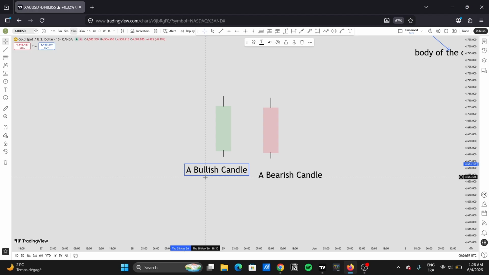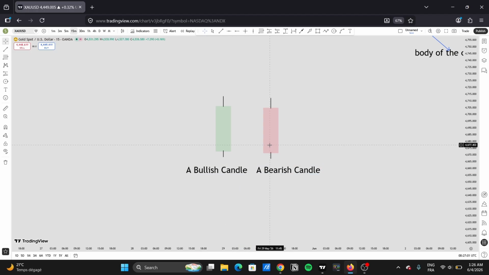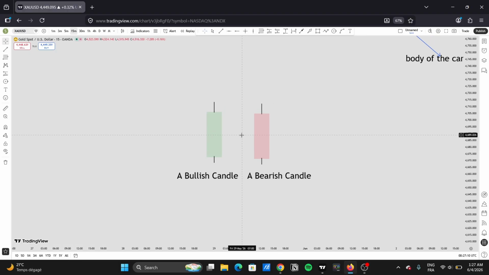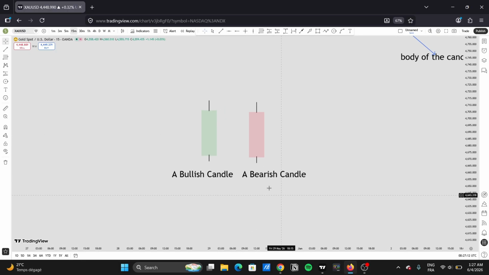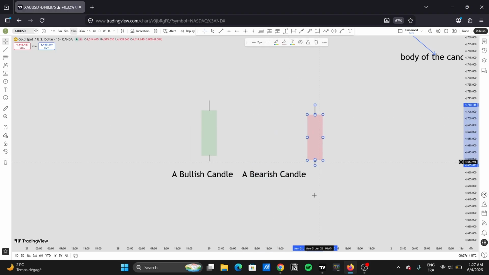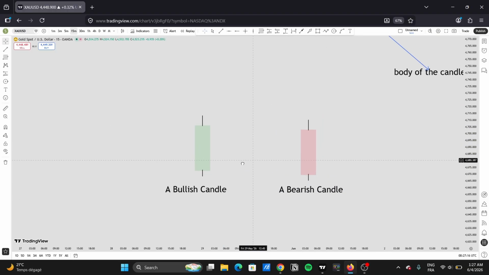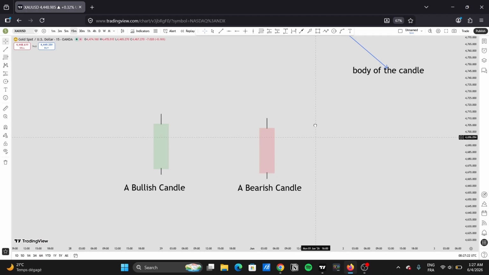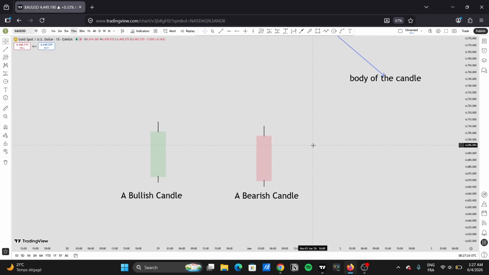The word bullish came from a bull, and bearish came from a bear. So we say in a bearish candle, bears are stronger than bulls, and in a bullish candle, bulls are stronger than bears. These are the two main types of candles: a bullish candle and a bearish candle. It's usually green and red, but sometimes people change colors depending on their preferences.